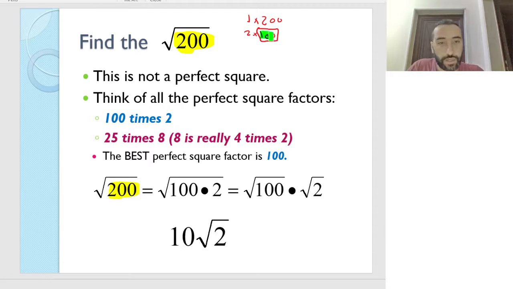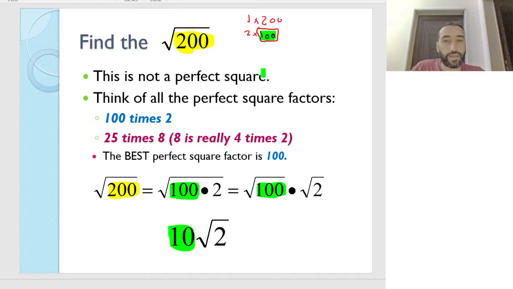هيدا خلينا نحطه بالأخضر. So 2 times 100، ركزوا لي على هيدي 2 times 100. So radical 200 is equal to radical 2 times 100، أو 100 times 2 هي نفسها يعني. طيب, radical 100 times 2 is equal to radical 100 times radical 2. طيب, radical 100 is 10, so it is 10 radical 2, and this is fine. Okay, and this is fine.